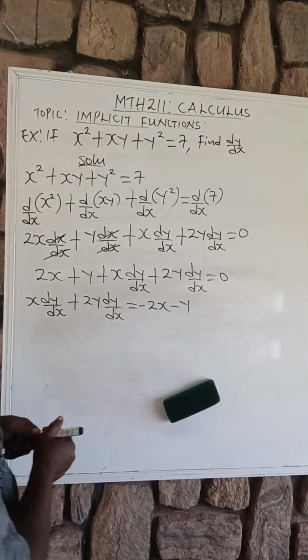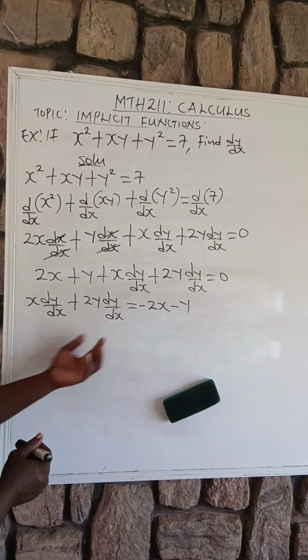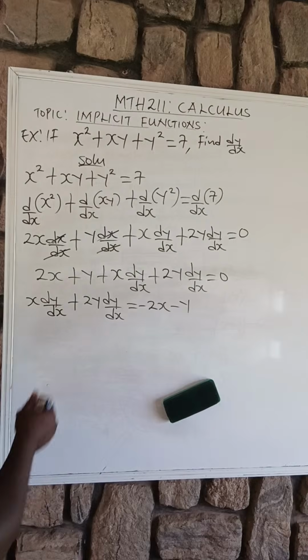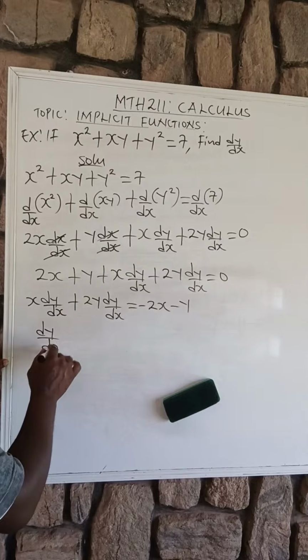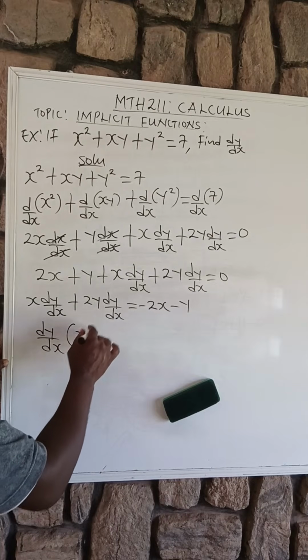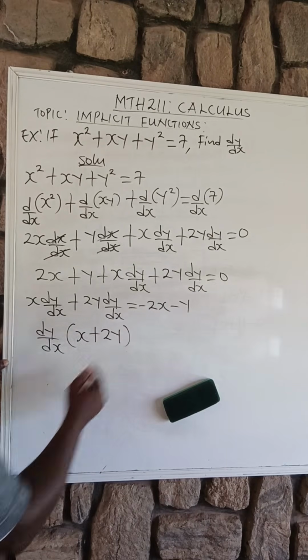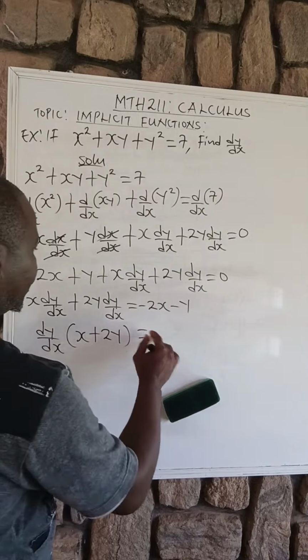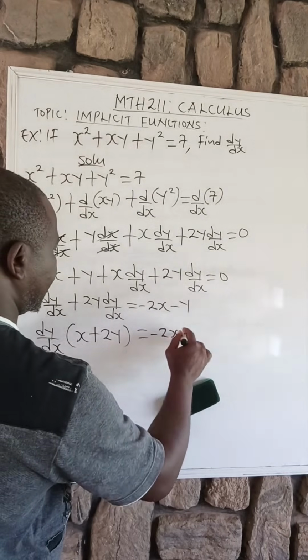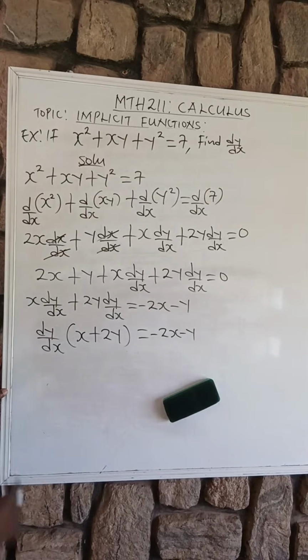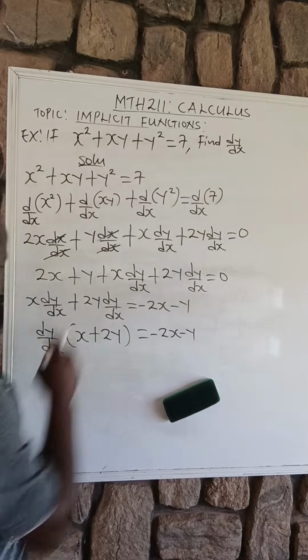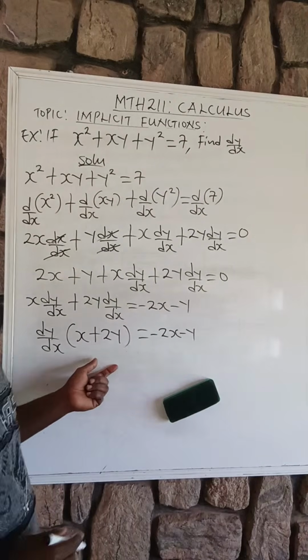When I come to class, remind me, I will give you guys half mark. It's okay. So dy all over dx is common, so we have to factor it out. Let us factor it out. When we factor dy all over dx, open bracket, x plus 2y. Can you see now? This is equals to minus 2x minus y. True or false? Okay. So now, they say find dy all over dx. Already, you don't need the prophet to tell you.